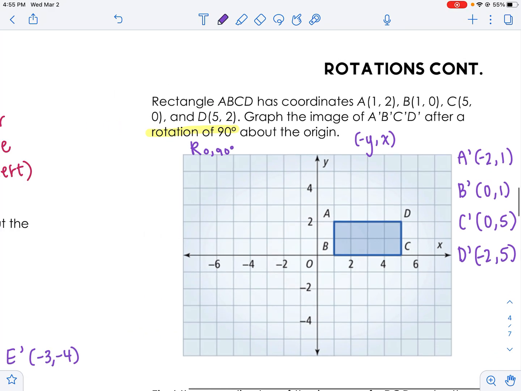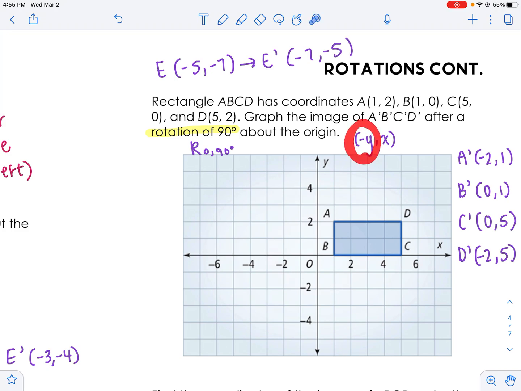Now, let's just pretend that we had a negative number. Let's just pretend we had point E. And E was, let's say, negative 5, negative 7. Well, according to this, I would flip them. So E prime would be negative 7, negative 5. But I need to change the sign. The first one should be negative. 2 negatives would make that a positive. I could just erase it. So think, flip your X and Y and then make the first number the opposite of what it was. If it was negative, make it positive. Or in our case, it was positive, so we made it negative.